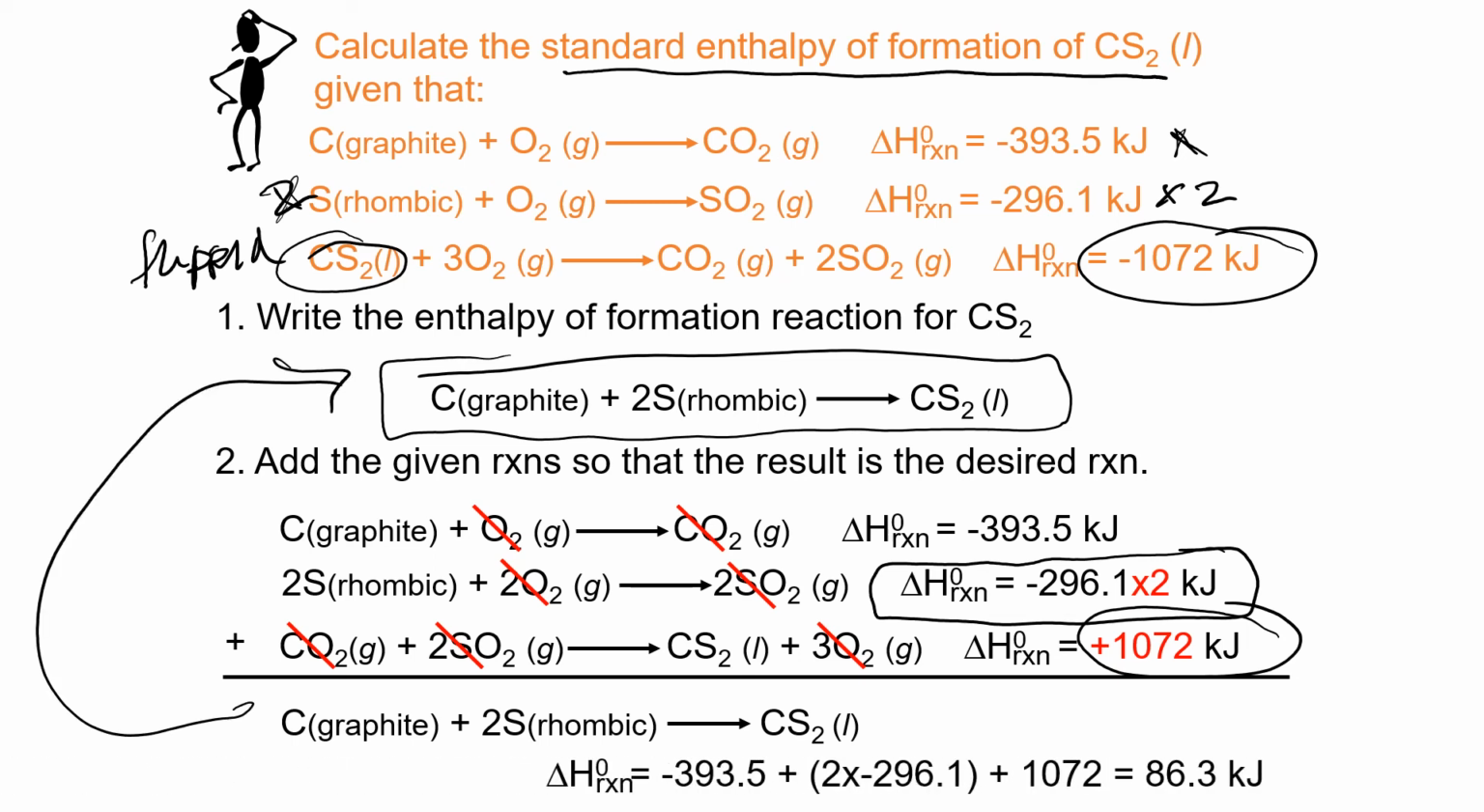And now we also sum our delta H's. So the standard heat of reaction is a positive 86.3 kilojoules. This would be an endothermic reaction, because it's positive, right?